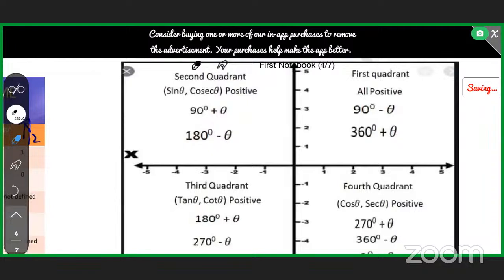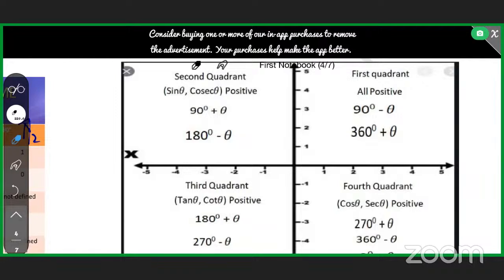The third quadrant angle starts after 180 only. After the straight line only, I start the third quadrant. Therefore, my angle is more than 180 and less than 270. Whereas in the fourth quadrant, my angle will be more than 270 and less than 360.